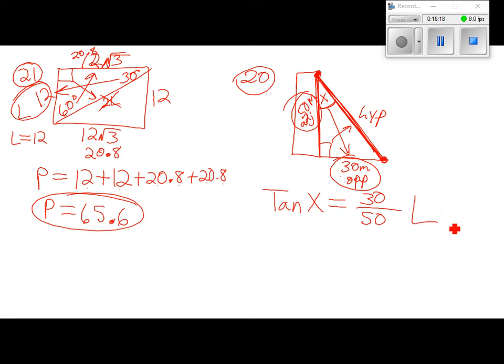Remember on this one, on your calculator, you hit second first. So all you do is you hit second, tangent, 30 divided by 50, close the parenthesis, and you end up with x equals about 30.96. We'll probably round that off, since it's an angle, to about 31 degrees. So that cable makes a 31-degree angle with the tower.